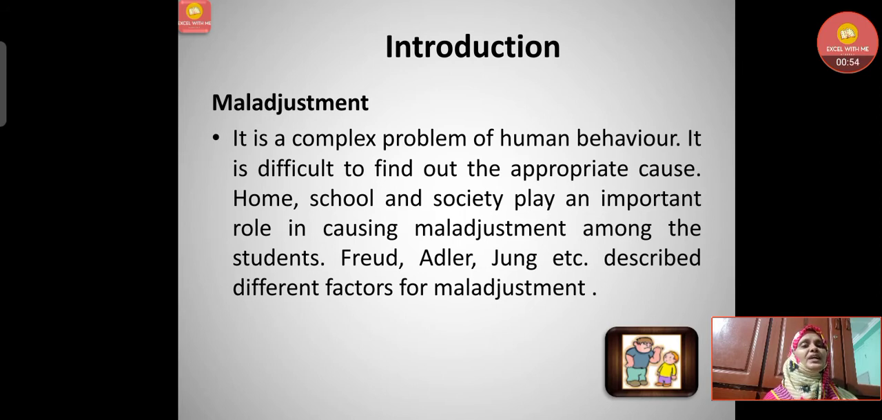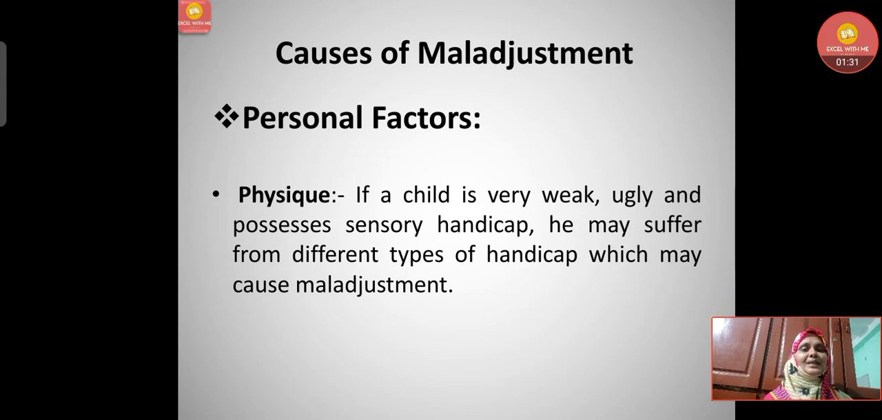Home, school and society play an important role in causing maladjustment among the students. Especially we need to understand about the students because they have to go into the society and adjust themselves. Because of the home environment or school environment or maybe the society, this maladjustment may happen with the students. Freud, Adler, Jung, etc. described different factors for maladjustment. So these social scientists have given so many factors for maladjustment.